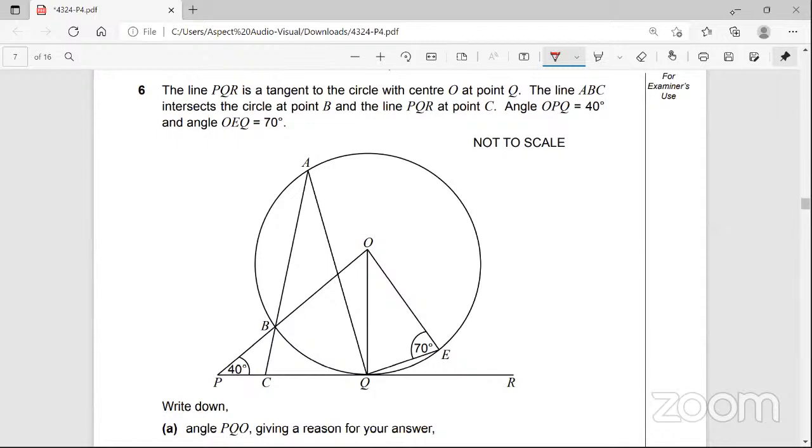Okay. Now the line PQR is a tangent to the circle with the center O. Can you all see the center O here? Okay. And then your tangent is this line PQR.